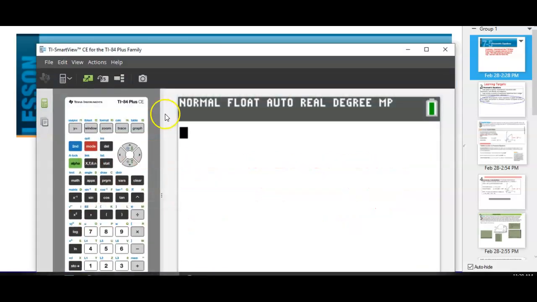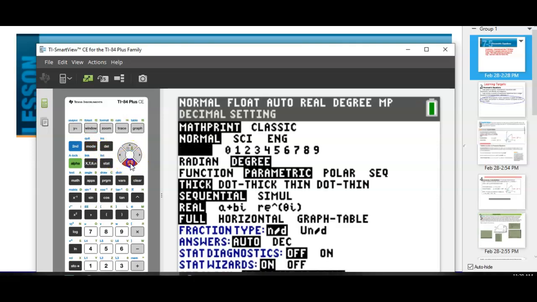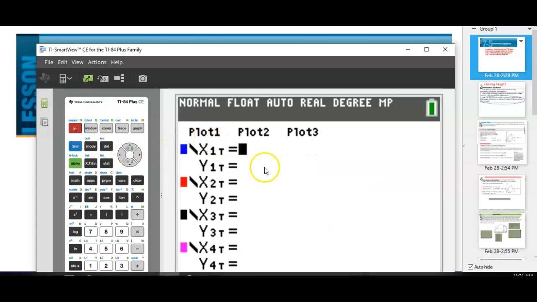I apologize. All right, so mode, you need to be in degrees, not radians, and you need to be in parametric, okay? So make sure you're in degrees and parametric so that when you go to y equals, it looks like this, and your calculator should say degrees at the top. All right, I'm going to minimize that.